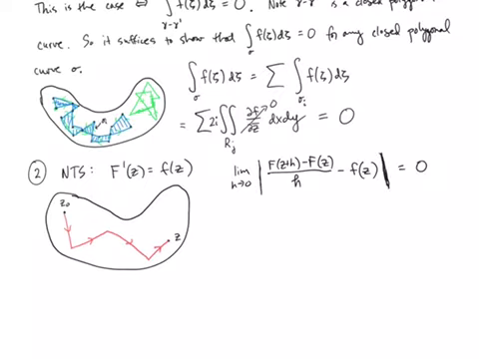Okay, so the first thing we'll look at is big F of z plus h minus big F of z. So I need a z plus h, and so let me put z plus h here.